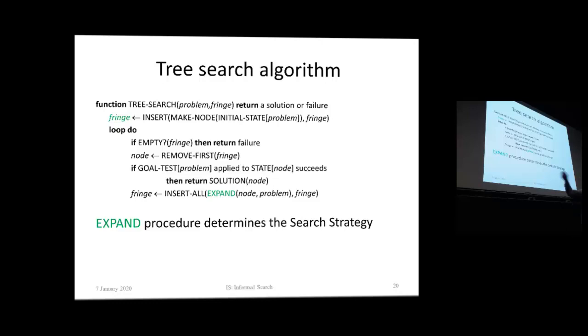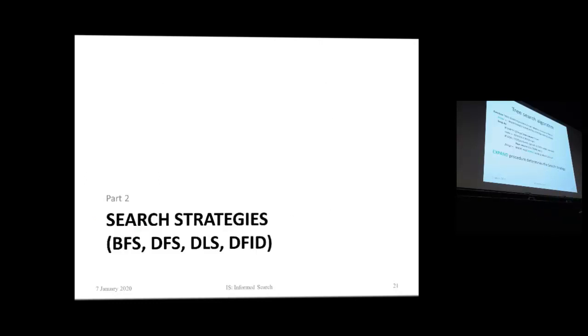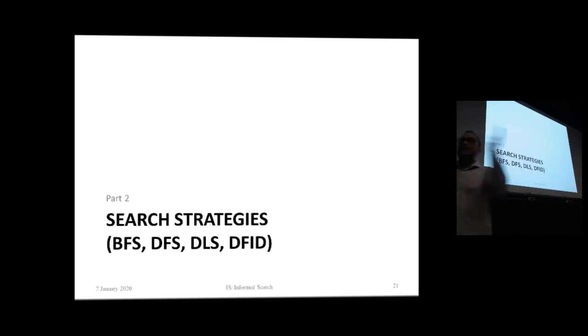And the point here is that the way we expand this node determines how we search. And this gives us 4 different search strategies and several more tomorrow. These are the uninformed ones. So we don't know anything about the states, and we just consider them to be blind mathematical objects.